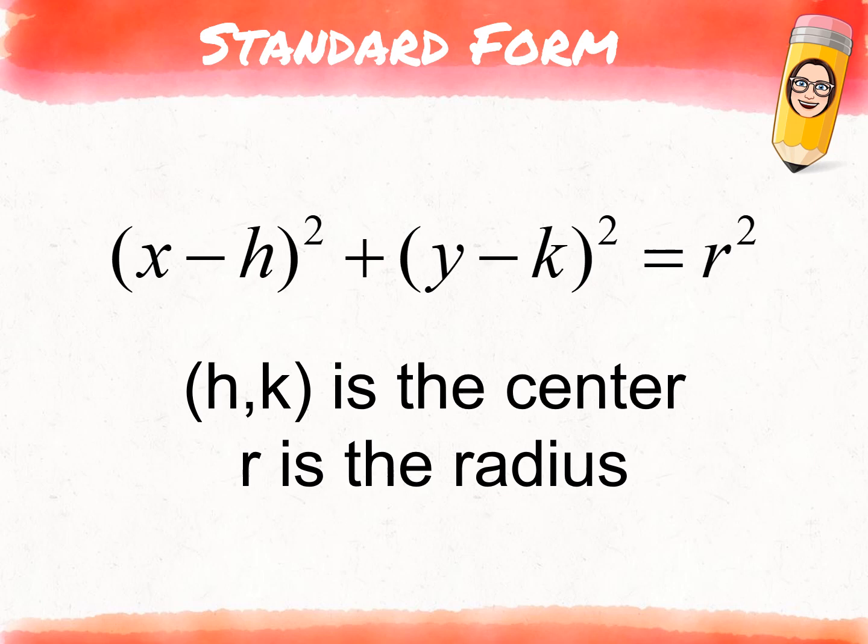That's what creates that circle shape. And it's always equal to the radius squared. So if my radius is 5, I need to make sure it writes 25. Or if it says equal to 100, then I know my radius is 10.